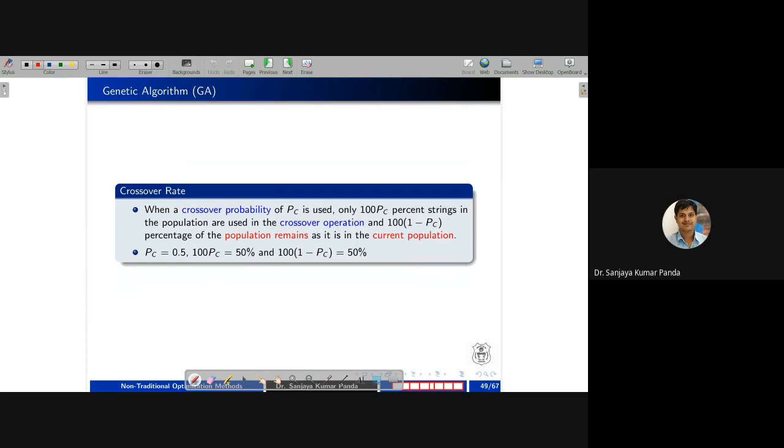Okay, so this is the example. If 50% have performed crossover, the rest 50% you have to take as it is. So these populations are not going to be changed. They may be changed in the upcoming iterations. Like that you have to perform.